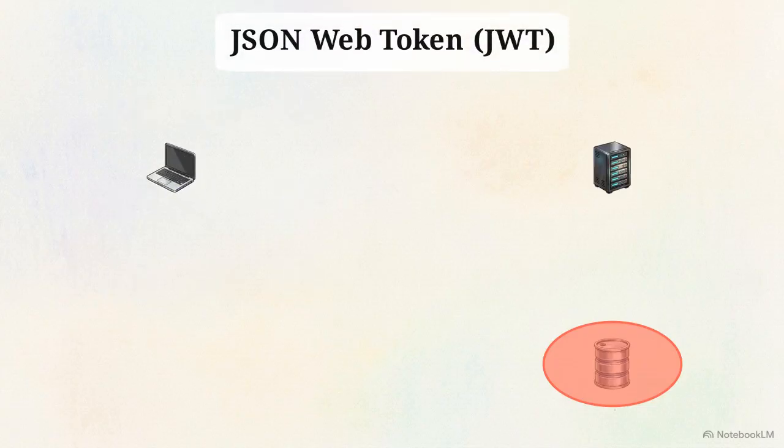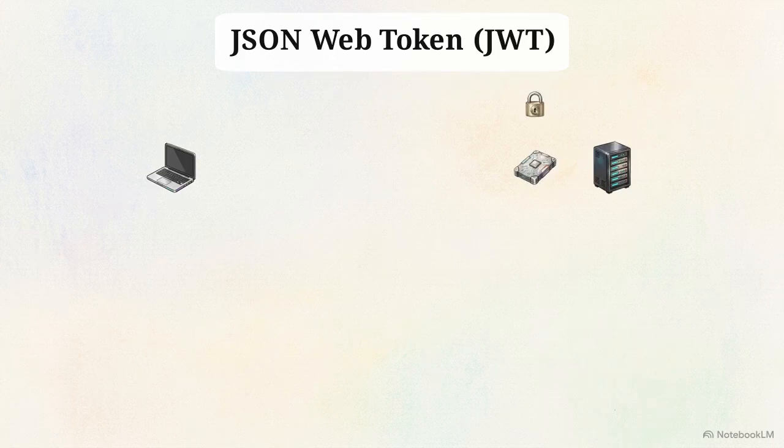To scale past this, modern systems use the stateless JSON Web Token, or JWT. The database node is removed from the loop. Instead, the server mathematically signs a data packet and hands it to the client. The server can verify future requests simply by checking that cryptographic signature locally.